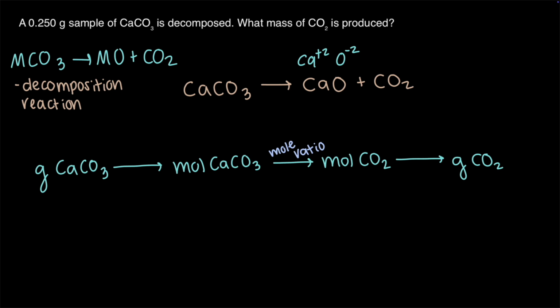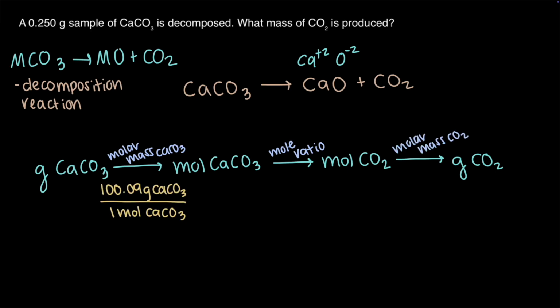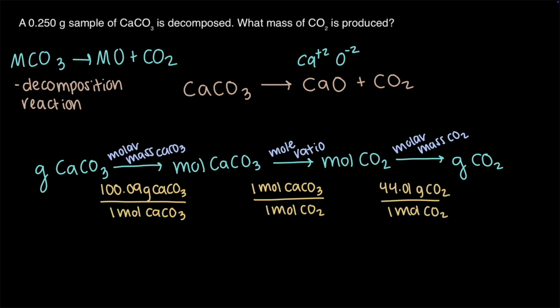To convert from grams of CaCO₃ to moles of CaCO₃, we use the molar mass of CaCO₃. To convert from moles of CO₂ to grams of CO₂, we use the molar mass of CO₂. The molar mass of CaCO₃ will be 100.09 grams of CaCO₃ for every 1 mole of CaCO₃. The mole ratio will be 1 mole of CaCO₃ for every 1 mole of CO₂. The molar mass of CO₂ will be 44.01 grams of CO₂ for every 1 mole of CO₂.